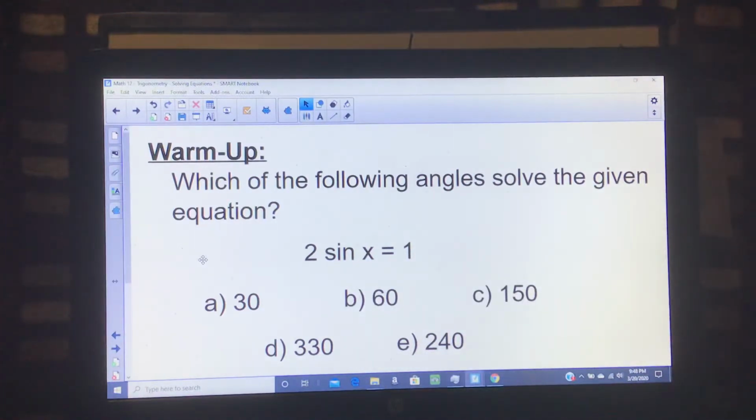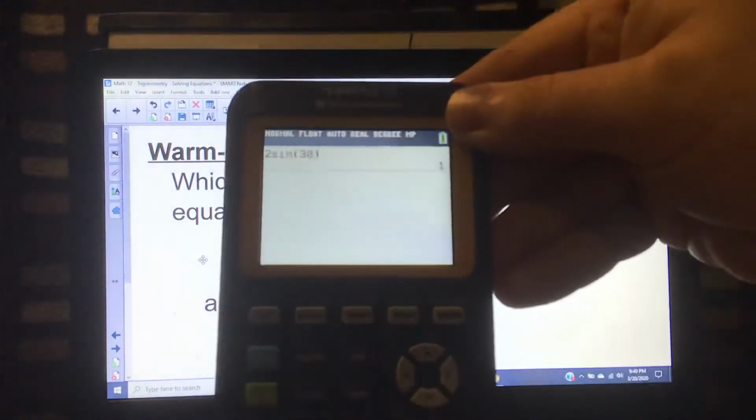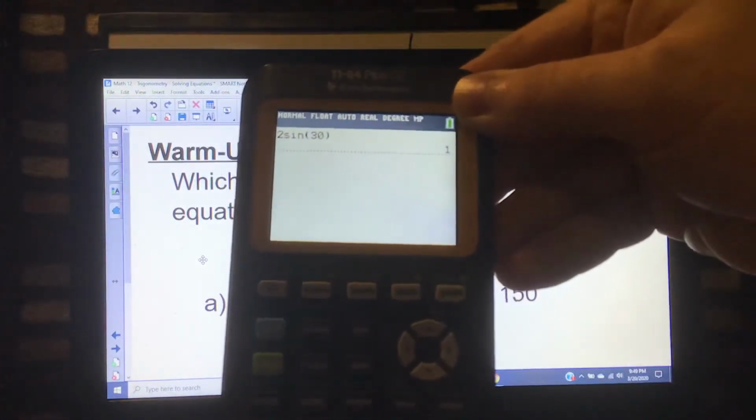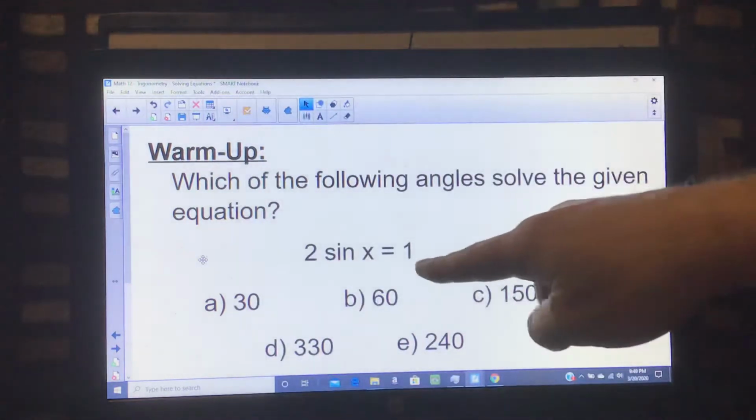Now, I'm going to show the calculator to verify these, though I could do them by hand, but it's probably easier to show them on the calculator. I'm making sure, since these are degree measures, I'm in degree mode, and I'm just going to try them out. So I'm going to do 2 times sine 30, and according to the calculator, this is a solution. If I do 2 times sine 30, I do indeed get 1.